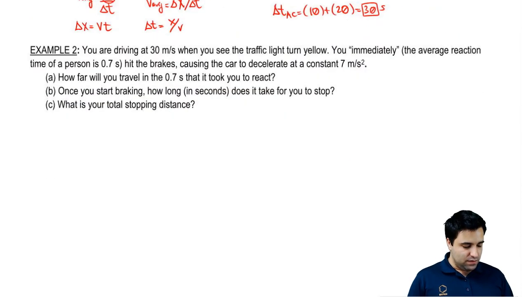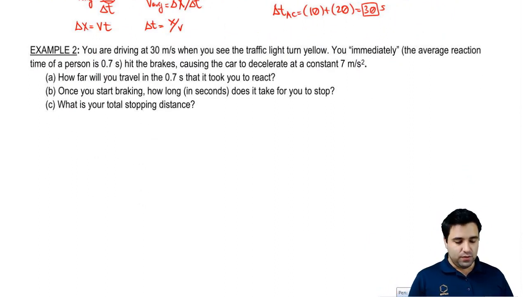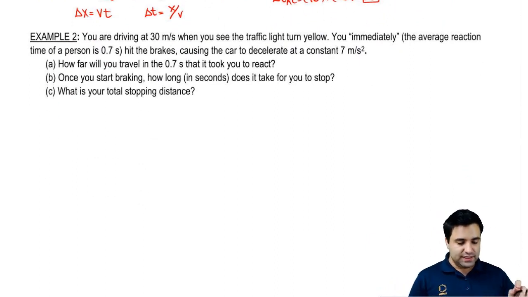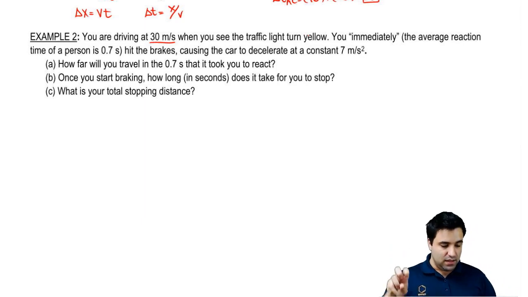I'm going to solve this one as well. The first one had no acceleration. This one will have acceleration, but they're both multiple parts. All right. So here it says you're driving at 30 meters per second when you see a traffic light turn yellow. So you immediately hit the brakes, causing the car to decelerate.